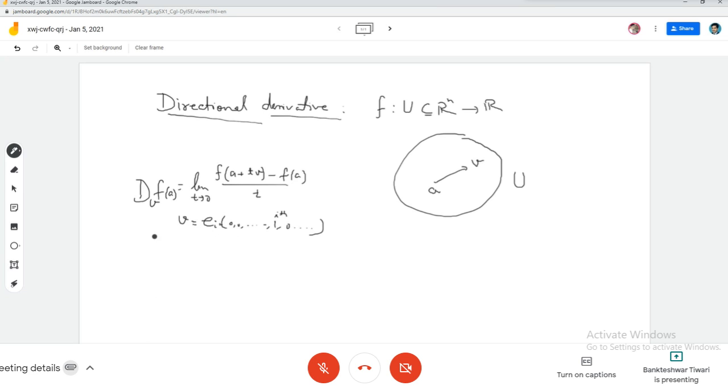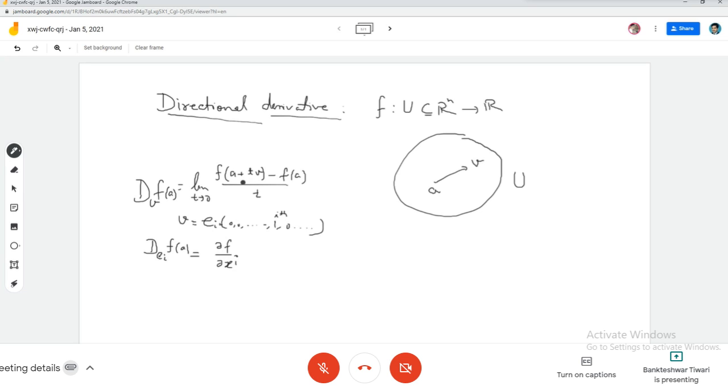So the directional derivative in direction of Ei, this f at A, is nothing but the partial derivative of f along the ith coordinate axis, that is xi. In particular, if your f is a function of two variables, say x and y, then the directional derivative along E1 is del f upon del x, and directional derivative along E2 is del f over del y. So the proof is very simple. You can do it yourself. It's not very difficult.